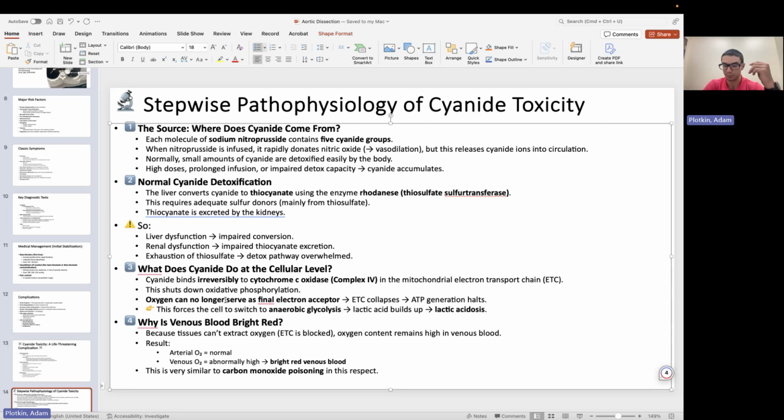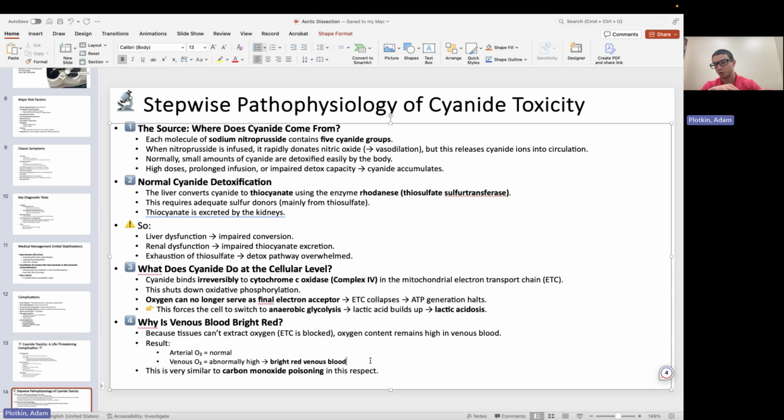The venous blood again is bright red because the tissues can't extract oxygen because the electron transport chain is blocked. The oxygen content remains high in the venous blood. So that results in the arterial O2 is normal because we're still able to oxygenate the blood, okay? It gets to the tissues, but there's less tissue extraction of the oxygen. So the venous O2 is abnormally high, which leads to bright red venous blood. So again, there's no problem getting oxygen in through my lungs, bound to the hemoglobin.